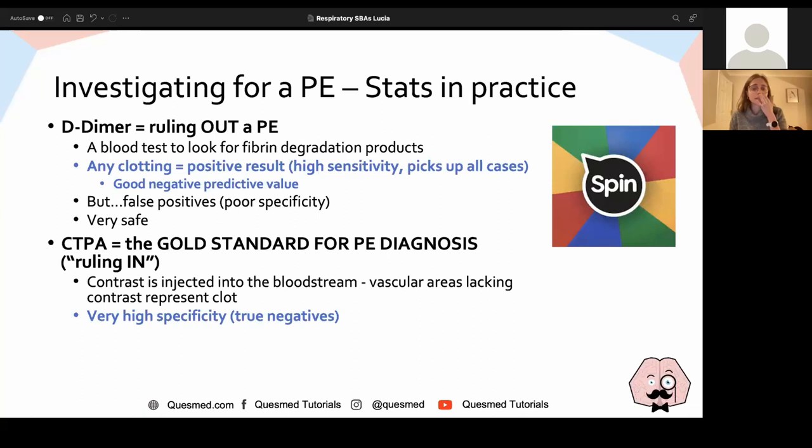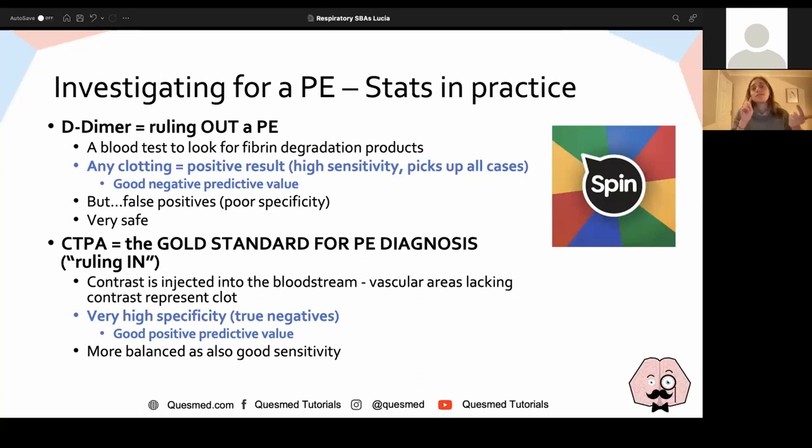with a very high specificity and good positive predictive value. But again, the drawbacks are there's radiation involved, there's contrast involved. Not all patients can have it, especially the ones with renal disease. So you might have to consider whether it's likely to be a PE. Radiology will often ask for a chest X-ray first unless it's a blatant PE.